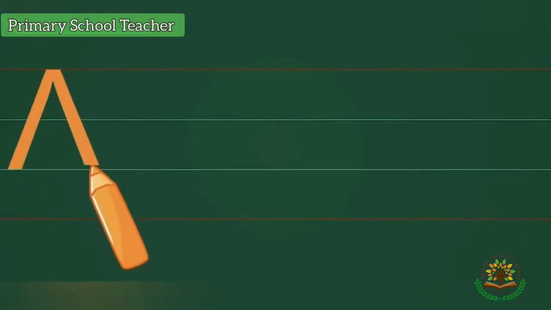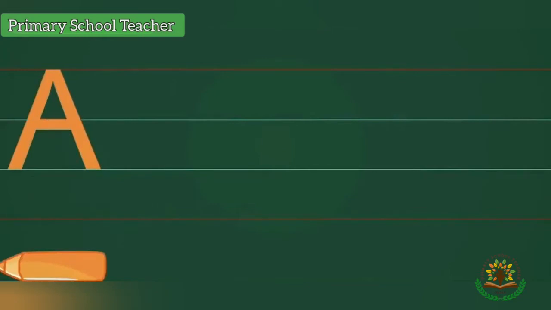A. One slanting line, another slanting line, and a sleeping line makes A.